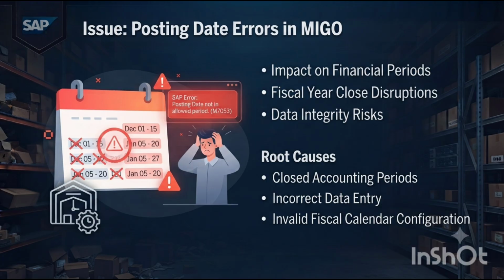Posting date mistakes can block goods movements, delay period end closing, and create reconciliation issues between MM and FI modules. It also affects reporting accuracy and can lead to compliance problems during audits. In the next slide, we will see the exact procedure to diagnose and fix these date-related issues efficiently.